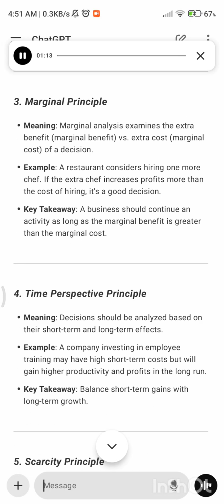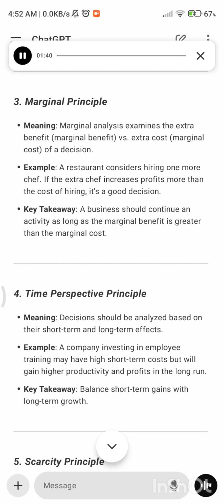3. Marginal principle. Meaning: marginal analysis examines the extra benefit, marginal benefit, versus extra cost, marginal cost, of a decision. Example: a restaurant considers hiring one more chef. If the extra chef increases profits more than the cost of hiring, it's a good decision. Key takeaway: a business should continue an activity as long as the marginal benefit is greater than the marginal cost.